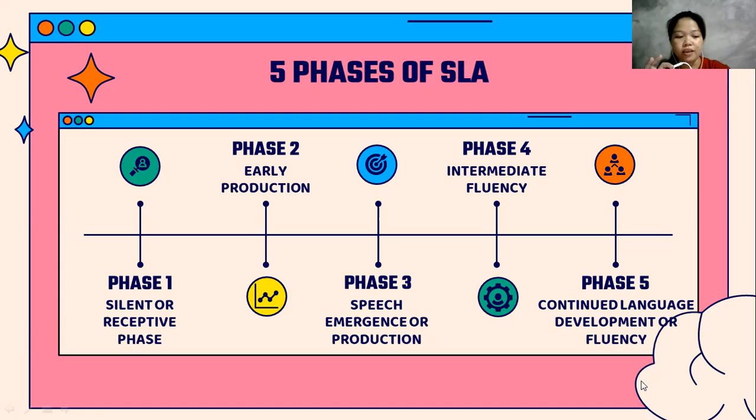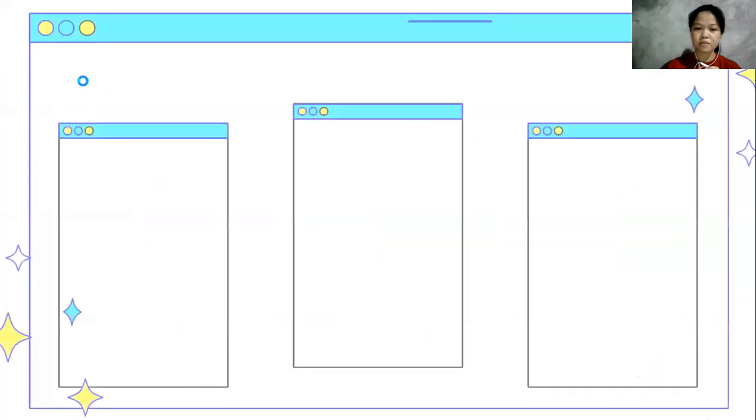And then phase 5 is the continued language development or fluency. This stage may last for an extended time, a long period of time, because here second language learners will continue to develop their new language and to achieve accuracy with increasing complexity and with social pragmatics, meaning not only that the learner is now capable of eloquently speaking the language, but he or she knows when, how, or where to use the language. Social pragmatics. So that ends our topic for second language acquisition.